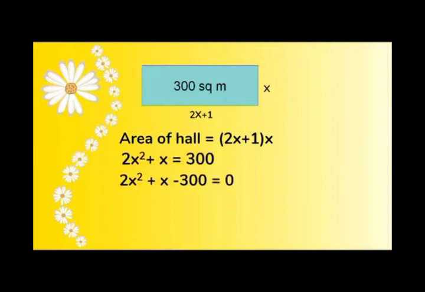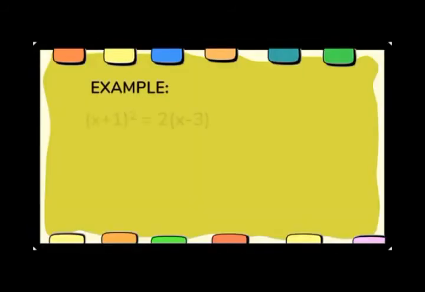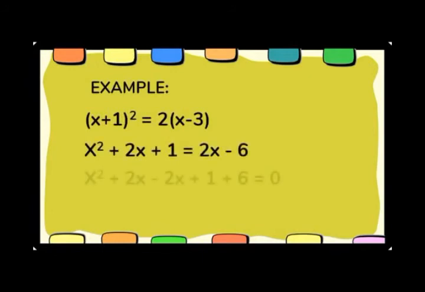2x squared plus x minus 300 is equal to 0. By solving these equations, what do we get? We will get the roots or the solution or the value of x which satisfy these conditions. And this equation has at the most 2 roots, which depends upon the type of equation. In this example, x plus 1 whole square is equals to 2 times x minus 3. And when we simplify this equation, what do we get? We get x squared plus 7 is equal to 0.